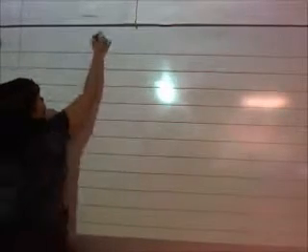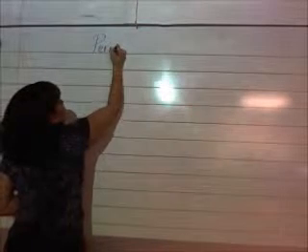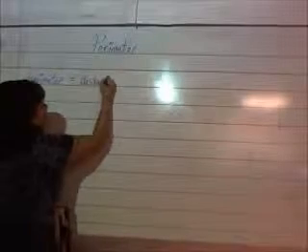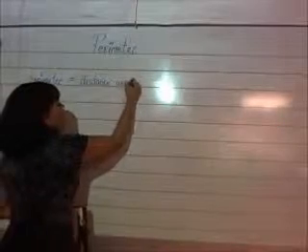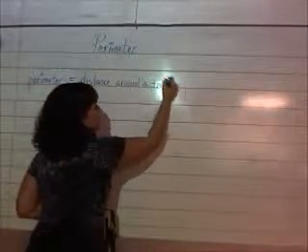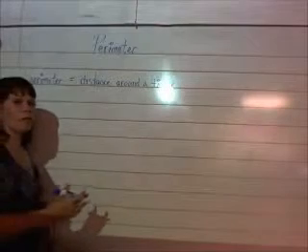Alright, today we're going to do a very quick review on perimeter. Now, if you remember what perimeter is, and this is going to be the very short version of it, it is the distance around a figure. The distance around a figure.